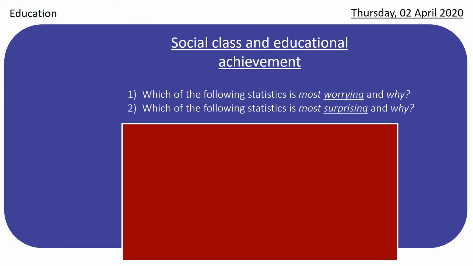Okay, so let's move on. I'm just going to show you some more statistics about social class and educational achievement. Which one worries you most? Which one surprises you most? You've learnt that at the end of their education, when they do their exams, working class students don't do as well as middle class students.